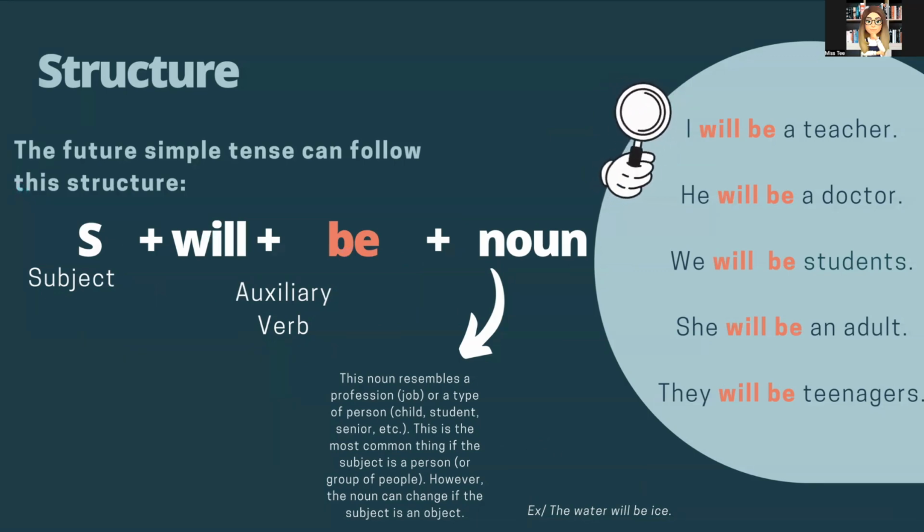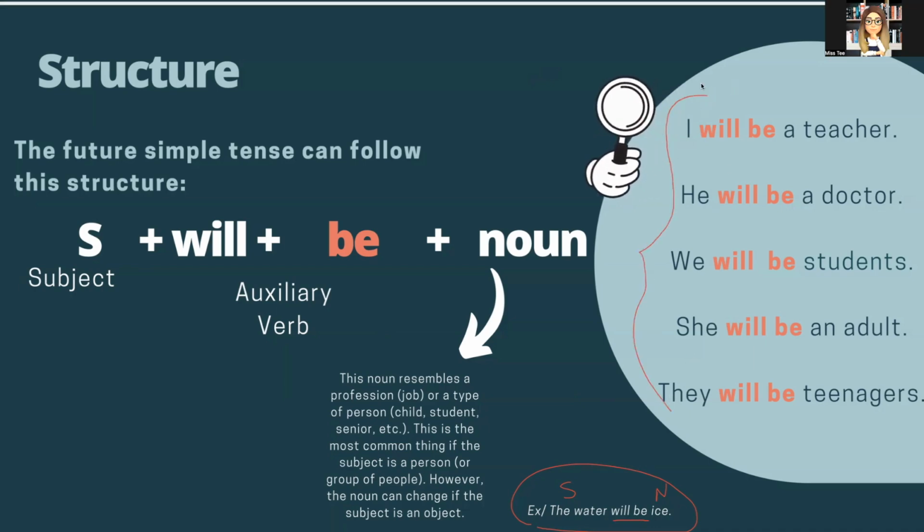Let me bring your attention to this example here. The water will be ice. In this case, my subject is the water, and I'm still putting "will be," and then my noun is ice. That is what I mean by saying if the noun is an object, like a random thing, then the noun can be a random thing, like ice. However, in most other cases, we'll be seeing the structure used just like these example sentences here.